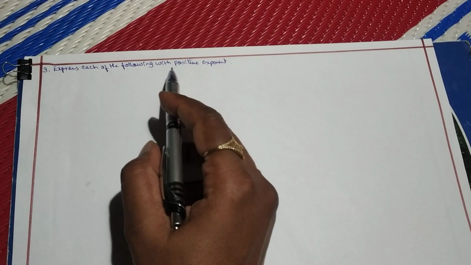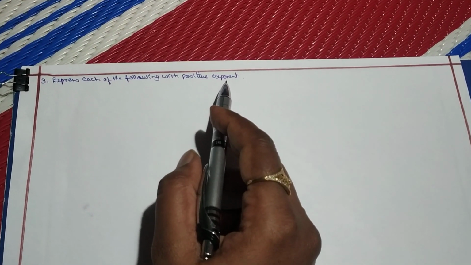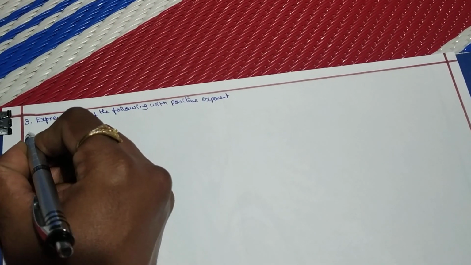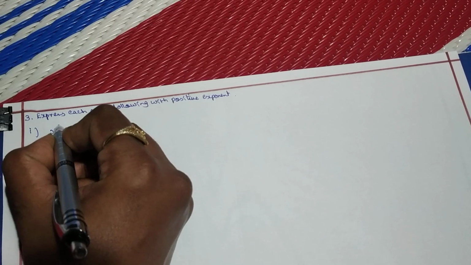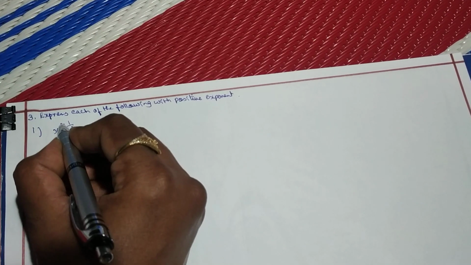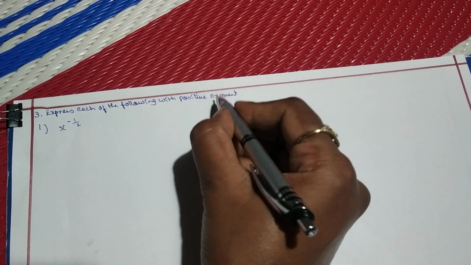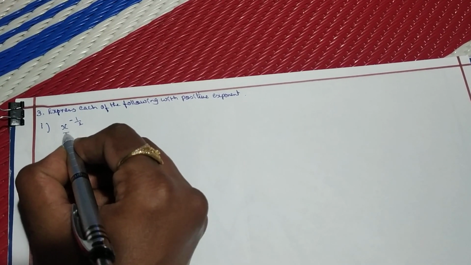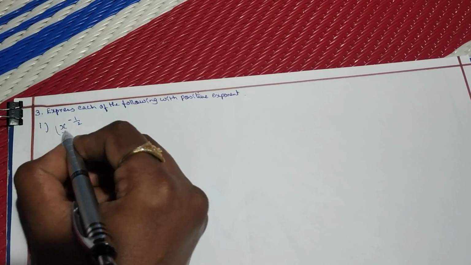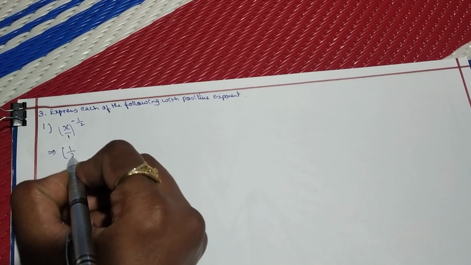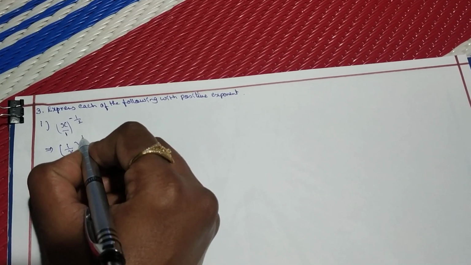Now let me move to third main. Express each of the following with positive exponent. So here the power should be positive. First question, x to the power of minus 1 by 2. Here the exponent is negative. I want that to be converted into positive. As I told you, if you want the power to be positive, you need to reciprocal the base. If nothing is there, I can write it as x by 1. So if I want it positive, then reciprocal the base. x by 1 becomes 1 by x to the power of 1 by 2.